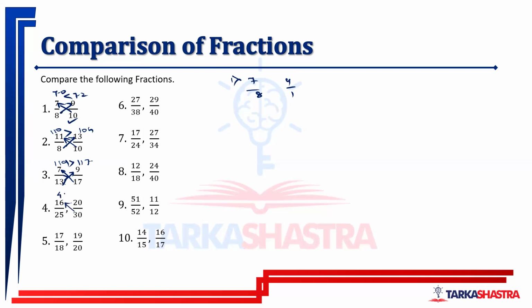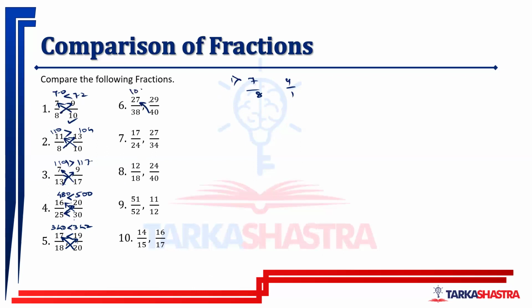16 into 30 is 480. 25 into 20 is 500. 500 is greater, so 20 by 30 is greater. 20 into 17, 340. 18 into 19, 342. 342 is greater, 19 by 20 is greater.